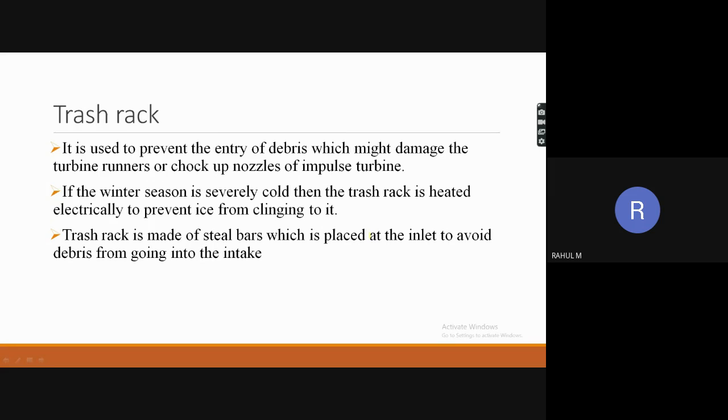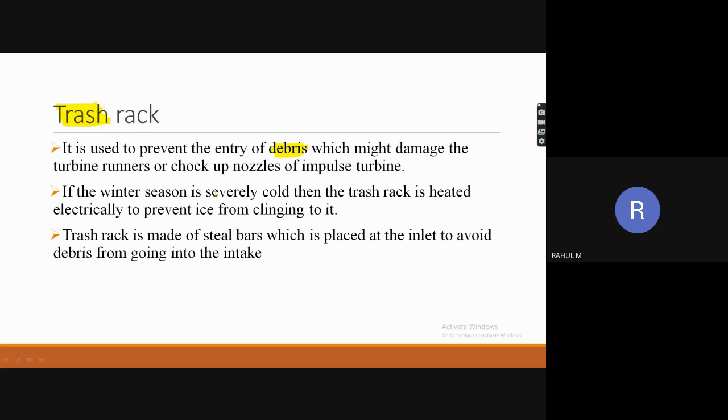This trash rack, from the name itself, it is very clear what a trash rack is. It is used to prevent the debris from entering into the turbine blades, to prevent contact with the turbine blades. It is used to prevent the entry of debris which might damage the turbine runners or choke up the nozzle of the impulse turbine.